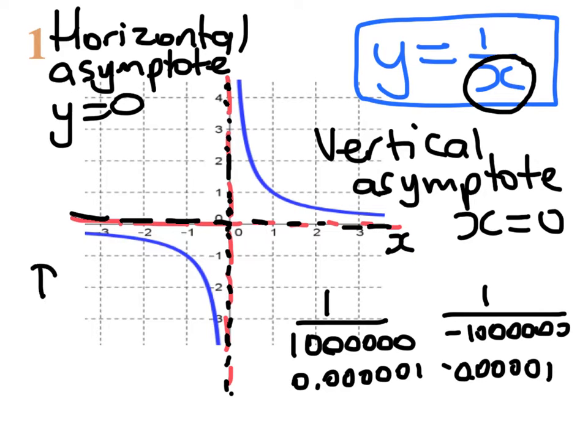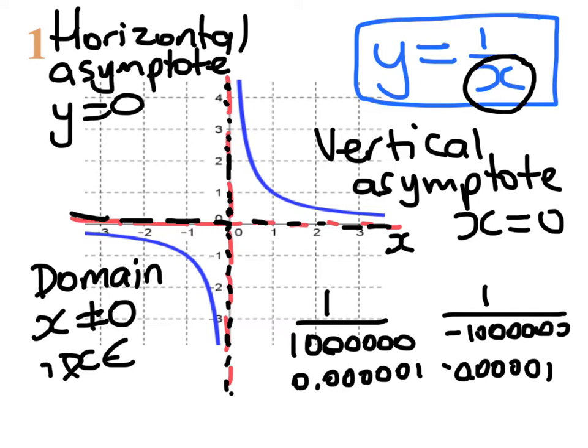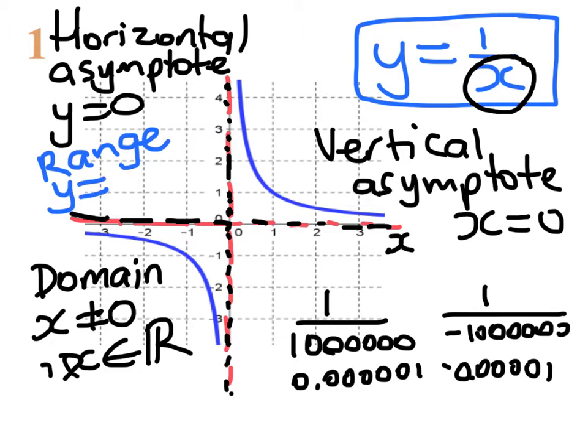The domain is all of the possible x values that can go in. And the domain is everything except for x is 0. So x can be any real number, but not 0. What can come out? Well, anything can come out of it. So that's the range, except for 0. Okay, so the range is the y values and the domain is the x values. So now we're going to start looking at what happens when we start to transform this graph.